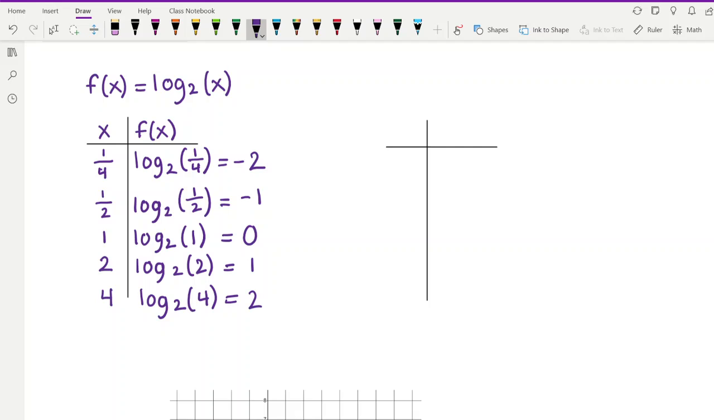So for this function, when we have an input of 1/4, our output is -2. When our input is 1/2, our output is -1. When our input is 1, our output is 0. And then maybe even, I think these are the ones where it becomes the most clear. So when we input 2, the output is 1. And when we input 4, the output is 2. And so this is kind of the reverse of an exponential function, right? So let's take a look at making a table for 2 to the x.